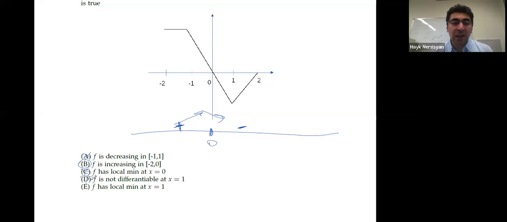f has a local minimum at 1? At 1 is here. On both sides of 1, the derivative is negative, so 1 is not an extremum point. So we have the correct answer, number B.